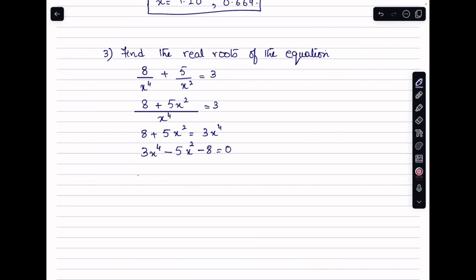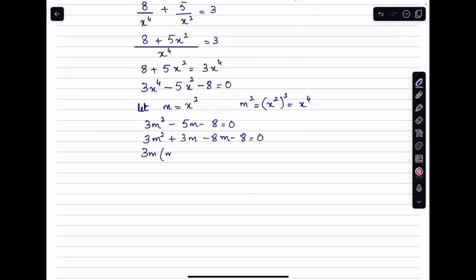I can see that it's a complex disguised equation. Therefore, let m = x². Therefore, m² is going to be (x²)², giving us x⁴. So now this complex equation can be written as a quadratic: 3m² − 5m − 8 = 0. After factorization, I can say that this is 3m common, m + 1, minus 8 common, I'll be left with m + 1 = 0. And the two roots are m + 1 = 0 and 3m − 8 = 0.